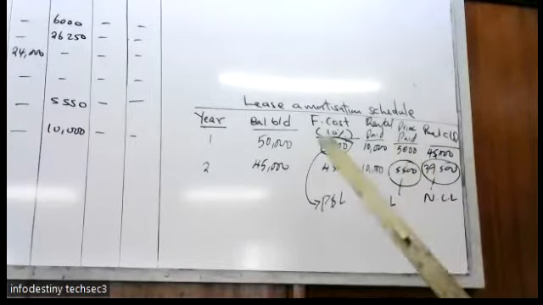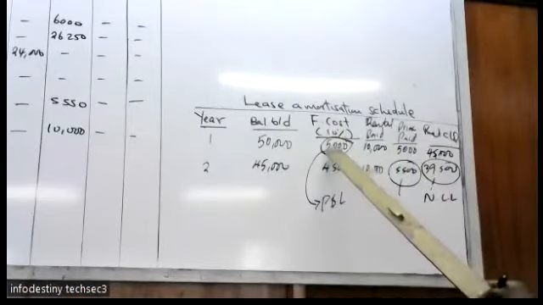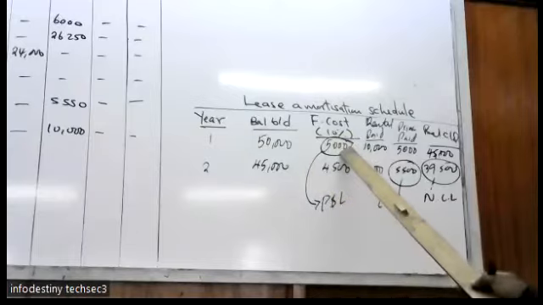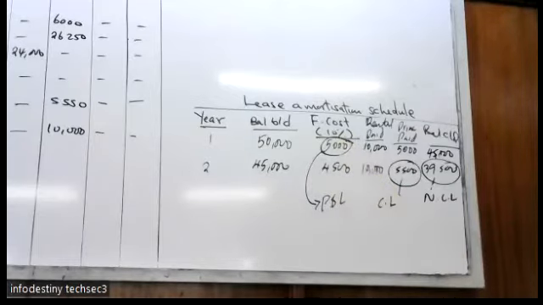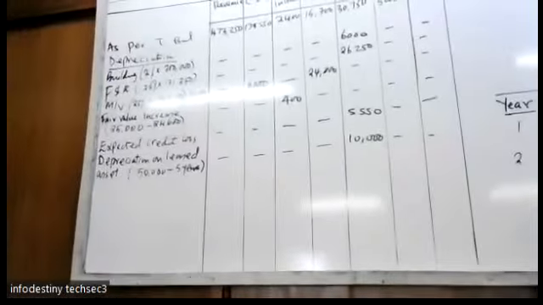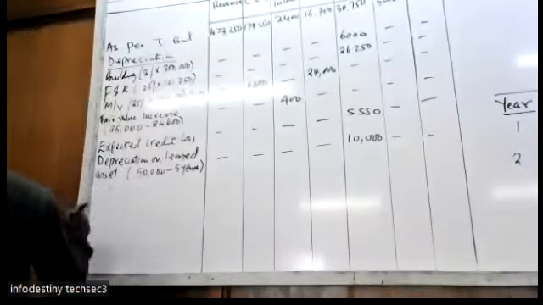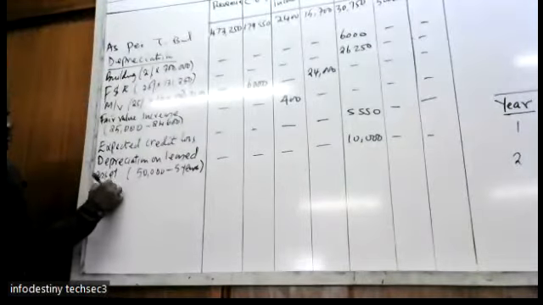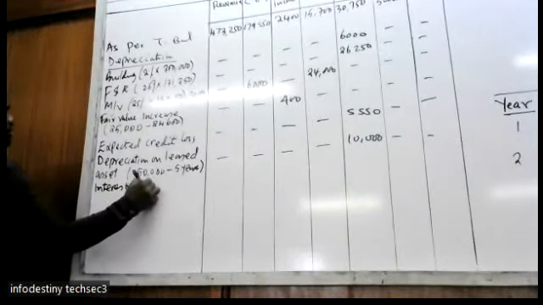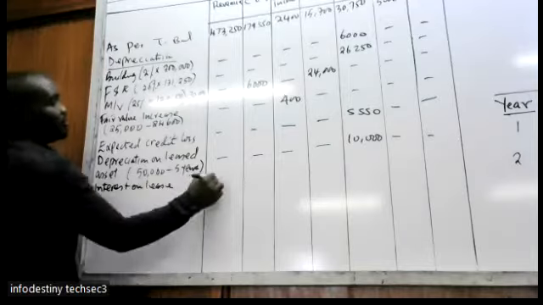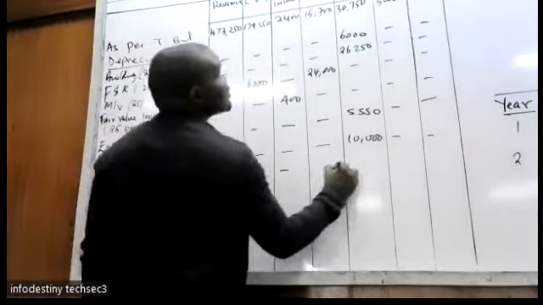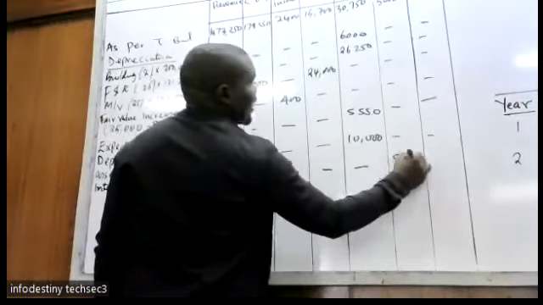This is short term. But in the P&L, we are supposed to recognize a finance cost of how much? 5. So go to the allocation schedule. You say interest on lease. Interest on lease, take it to finance cost. That is 5.